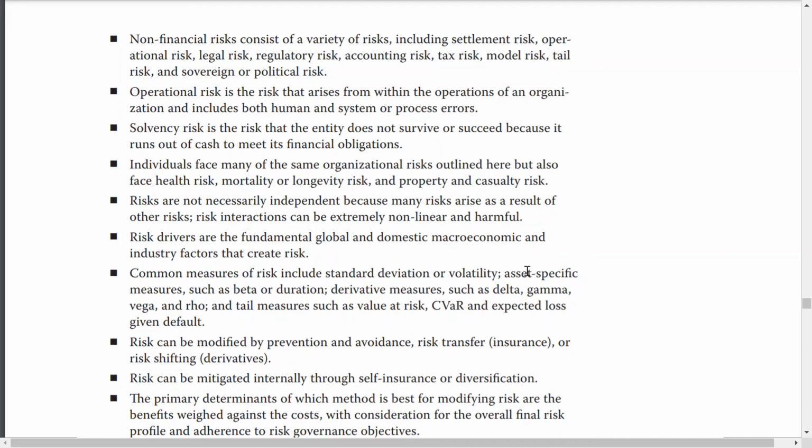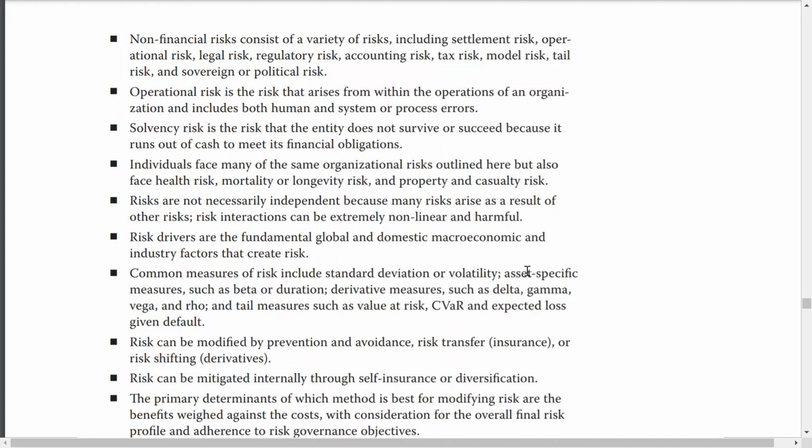Operational risk is the risk that arises when the operation of the organization includes both human and systems or process errors. Solvency risk is the risk that the entity does not survive or succeed because it runs out of cash to meet its financial obligations. The individual faces many of the same organizational risks outlined here, but also faces health risk, mortality or longevity risk, and property and casualty risk. Risks are not necessarily independent because many risks arise as a result of other risks.